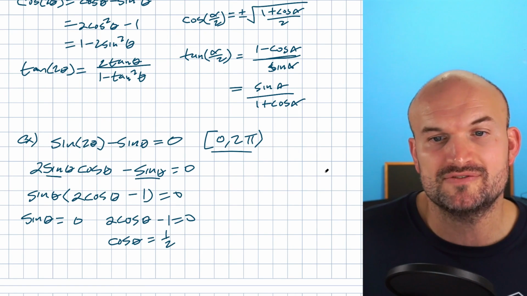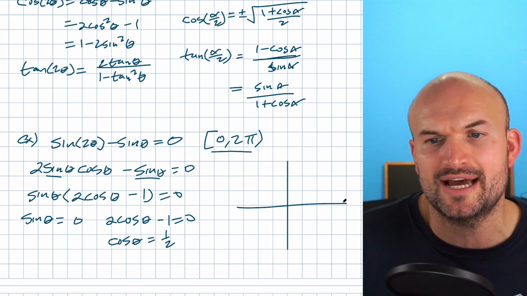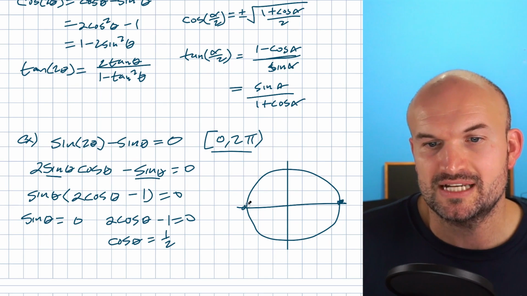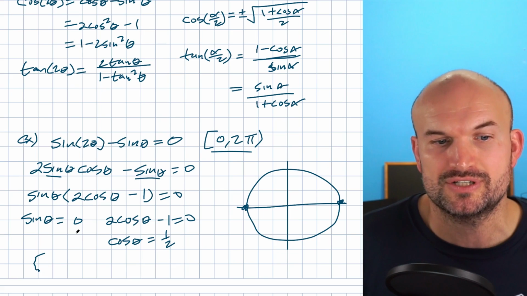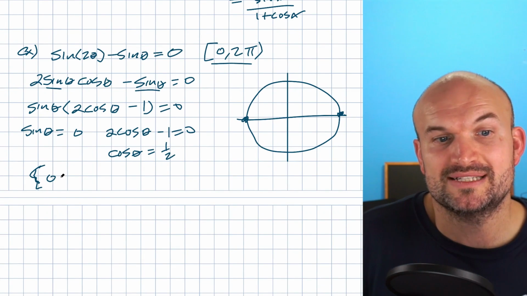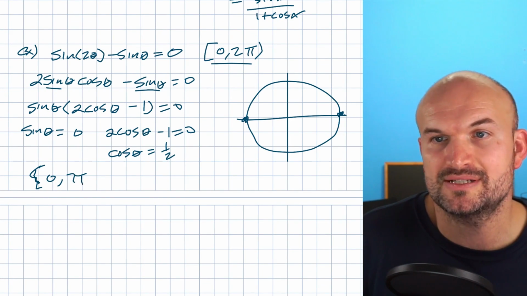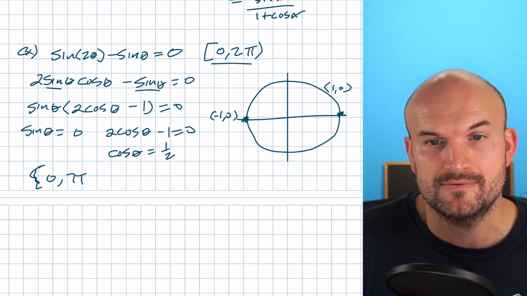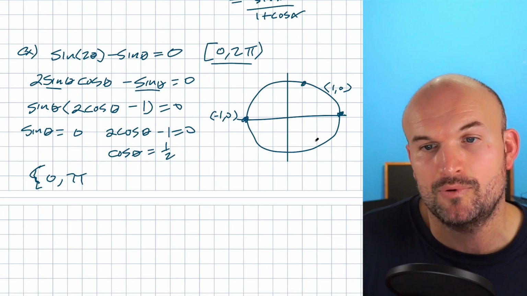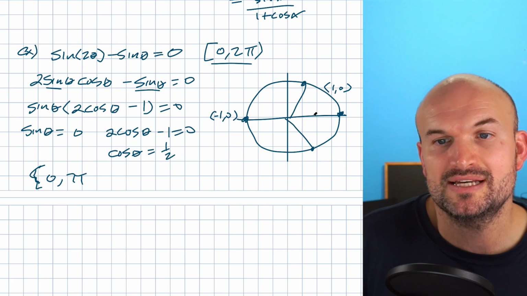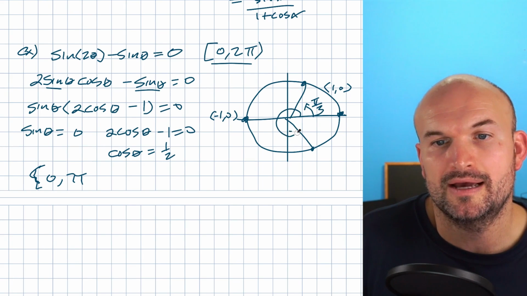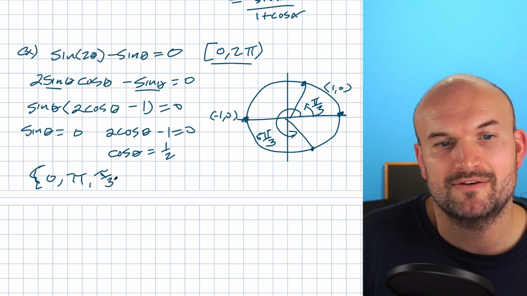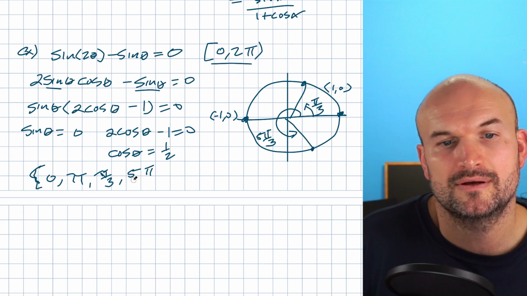Now, if we're only looking on the interval of 0 to 2 pi, all I'm going to do is look at, on the unit circle, when is sine of theta, which is the y coordinate, equal to 0? Well, that's going to be at 0 as well as at pi, because this coordinate point here is 1, 0, and this coordinate point is negative 1, 0. When is cosine equal to 1/2? Well, that's going to be that point and that point, which, if you remember, this angle was pi over 3, and that angle is 5 pi over 3. So I'll just add these two angles, pi over 3 and 5 pi over 3.